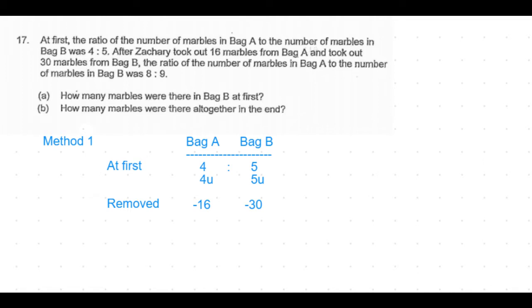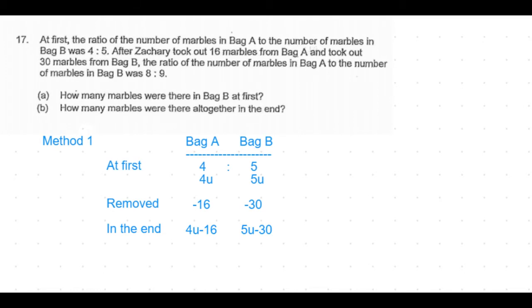So now let's chart out bag A and bag B. At first, the ratio was 4:5. So let's assume them to be 4 units and 5 units. After removing 16 marbles from bag A and 30 marbles from bag B, in the end, it would have 4 units minus 16 in bag A, 5 units minus 30 in bag B. But now the new ratio is 8:9.